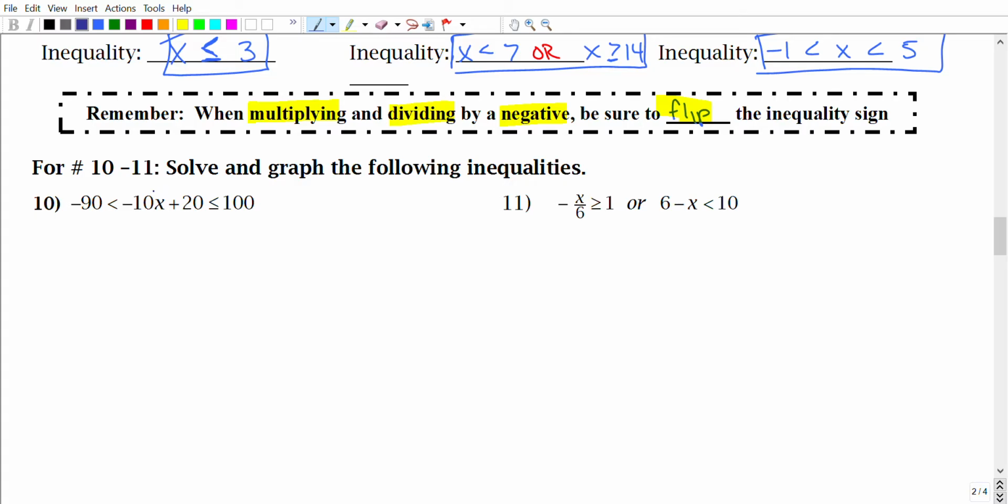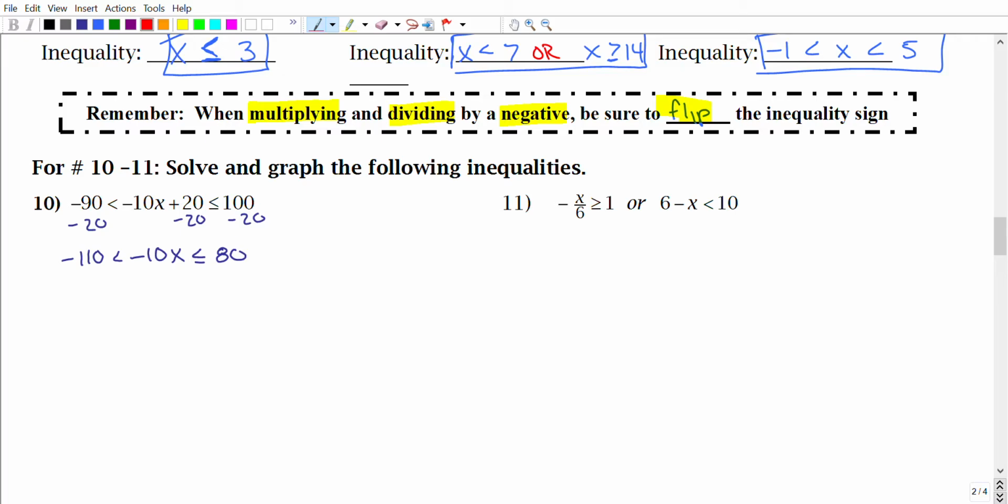Well, my x is trapped in the middle, so I need to get rid of everything else except for the x. So let's get rid of this 20. And remember, because there are multiple inequalities here, because it is a compound and inequality, you have to make sure you subtract the 20 from all three sides. So we get negative 110 is less than negative 10x is less than or equal to 80.